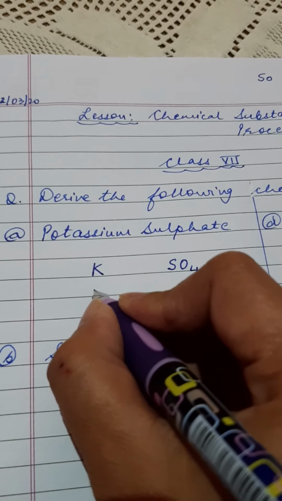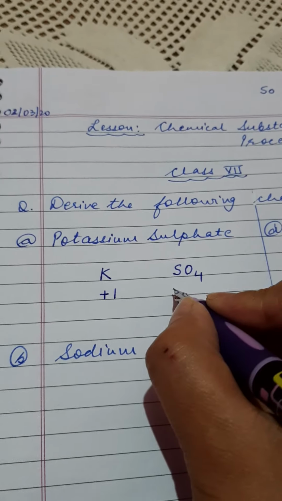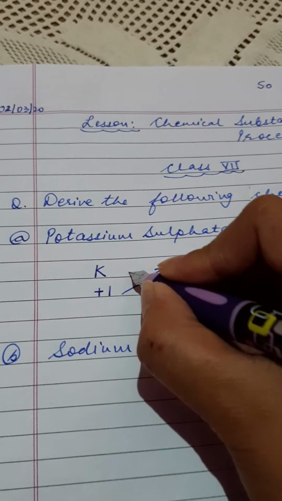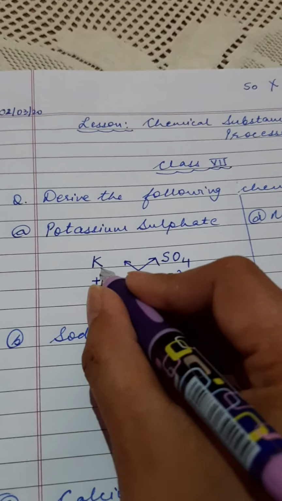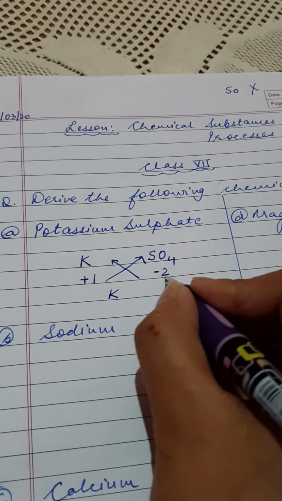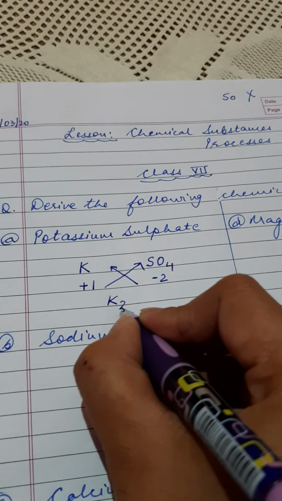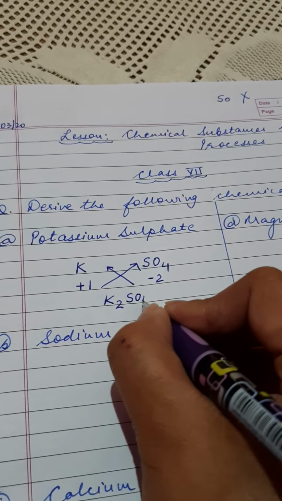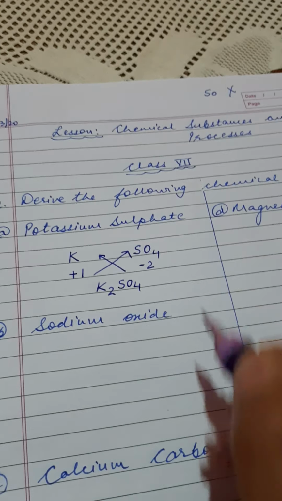Then you write the charges. Potassium has 1 positive charge and sulfate has 2 negative charges. Cross multiply. K multiplied by 2. You are not going to write the signs here, just the values. K multiplied by 2, you get K2, and SO4 sulfate multiplied by 1, you get SO4. So this becomes potassium sulfate.